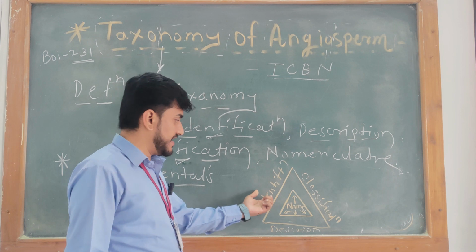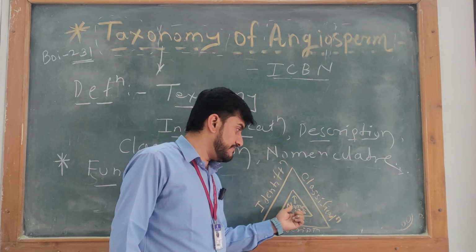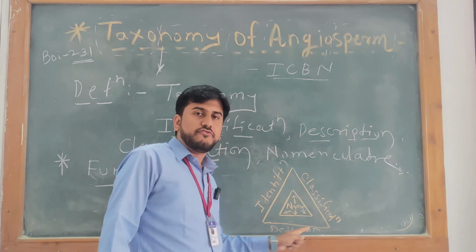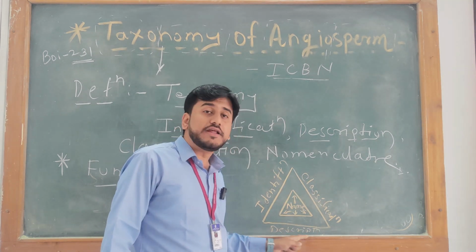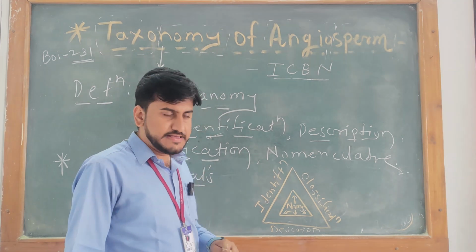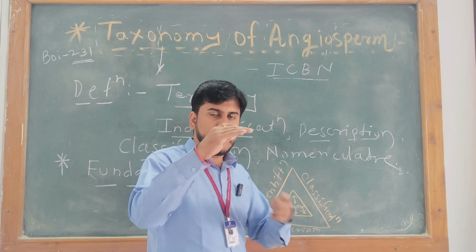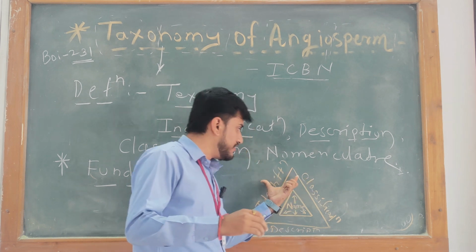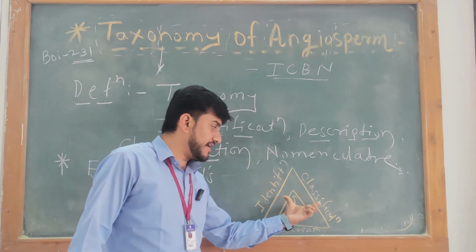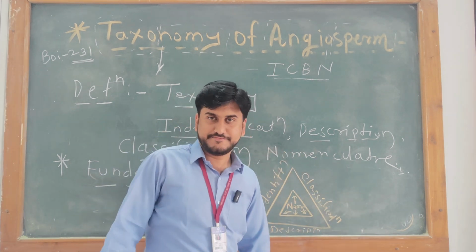Means identification is the first criterion, the second one is description, then classification and nomenclature. These all four aspects are correlated to each other, which is known as fundamentals. Means they are like the bridge and pillars. So these three, identify, classify and describe, are the pillars of taxonomy.